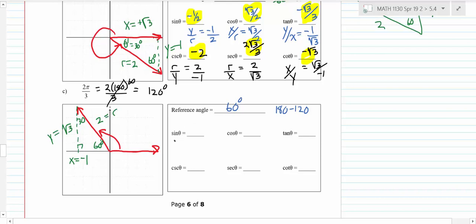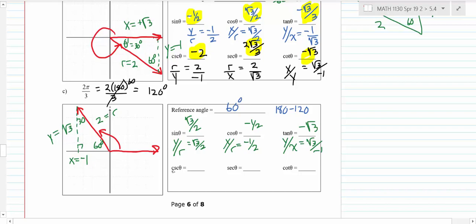Okay, that's all the same. The sine is y over r. So that would be square root of 3 over 2. That gives that for us then. The cosine is x over r. So that would be -1 over 2. The tangent's y over x. So y is square root of 3. X is -1. So that's negative square root of 3 like that.